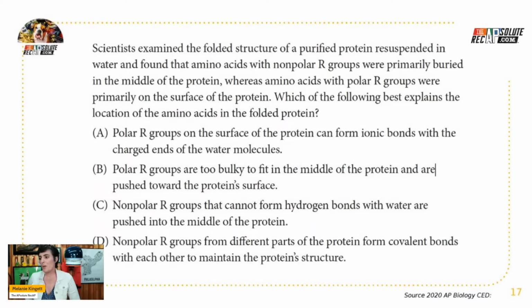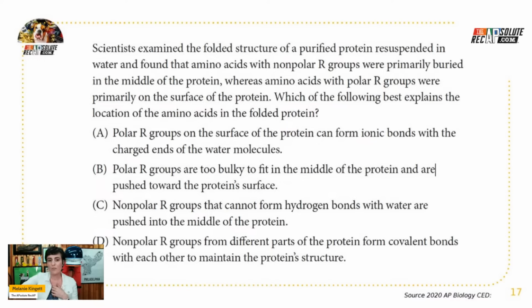Looking at a 2020 CED question here: scientists examined the folded structure of a purified protein resuspended in water and found that amino acids with non-polar R groups were primarily buried in the middle of the protein, whereas amino acids with polar R groups were on the surface of the protein. Of that, which of the following best explains the location of amino acids in the folded protein? Non-polar R groups kind of huddling up in the middle, and polar R groups on the surface of the protein, sticking outward.